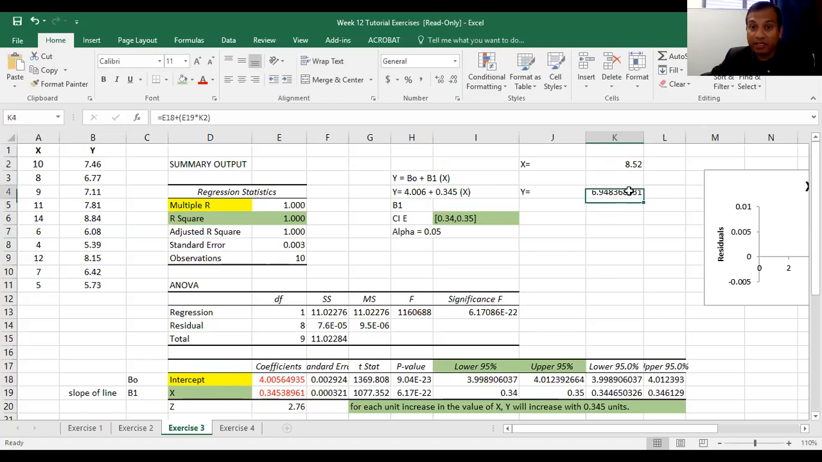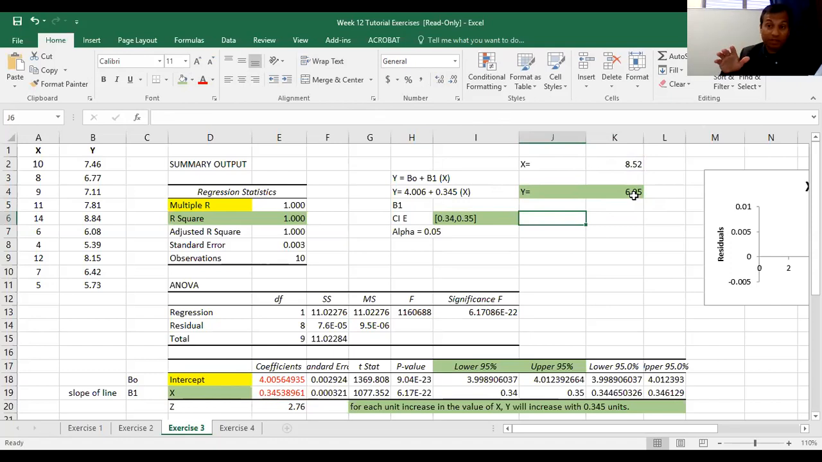This value is the predicted value of Y. This is the predicted value of Y when X equals 8.52. Full stop, that is your answer.